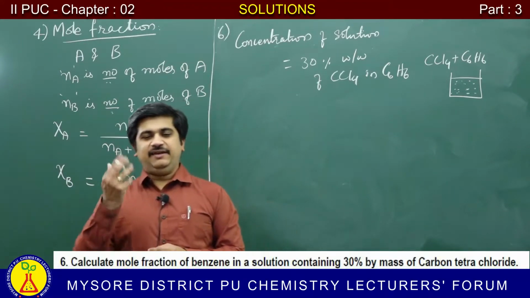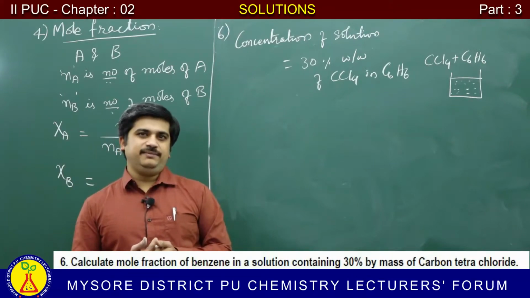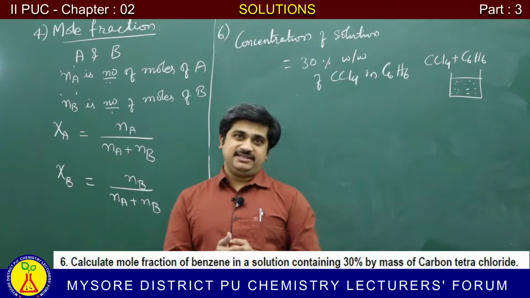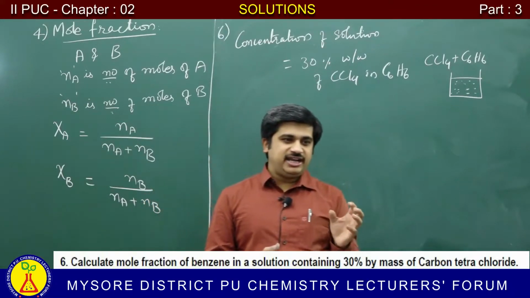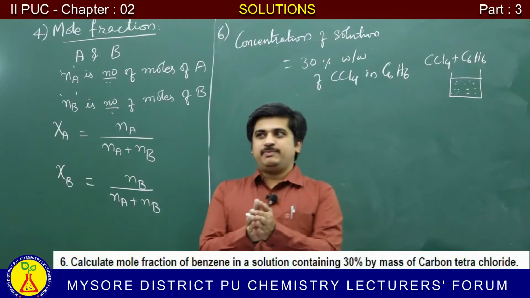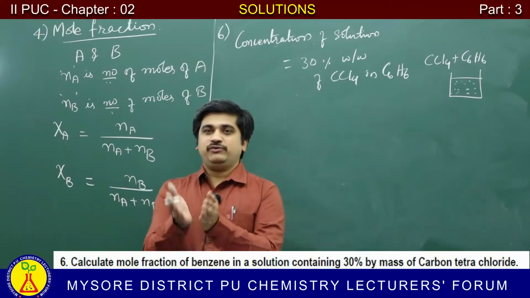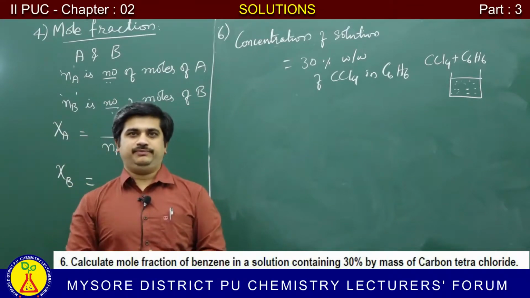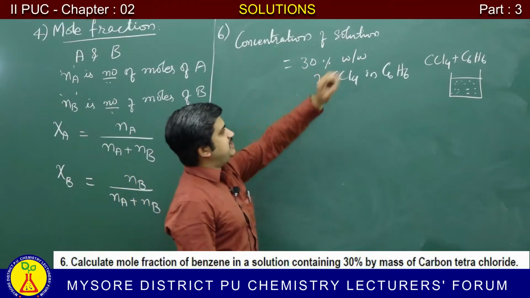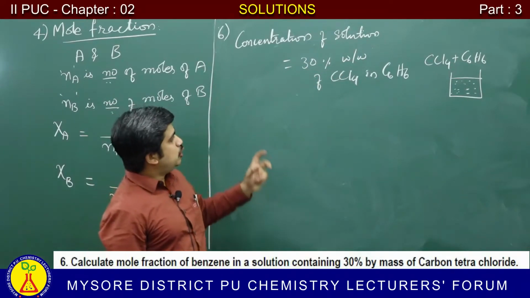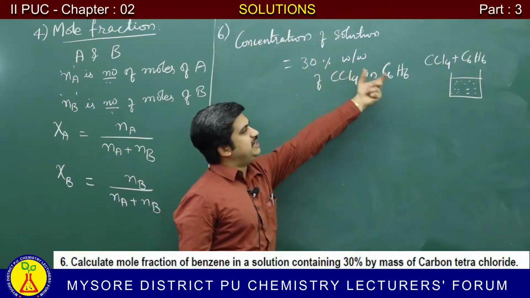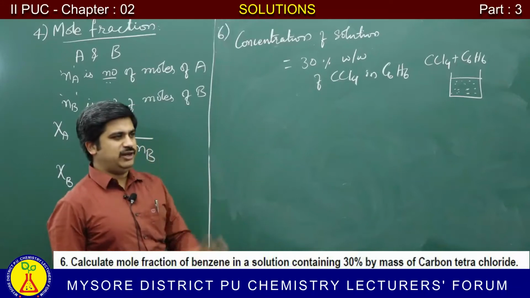Sometimes directly the weights are given and you are asked to express the concentration in a certain unit. In certain other cases, the concentration is already expressed in a particular unit. You will be expected to express the concentration of the same solution in some other unit. So here it is like that. We know the concentration is 30% weight by weight. Okay, so what does it mean? 30% weight by weight of carbon tetrachloride is present in benzene. So what does this actually mean?